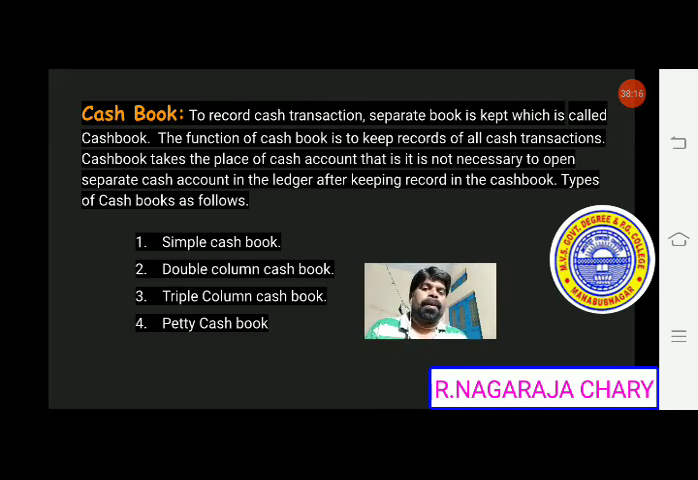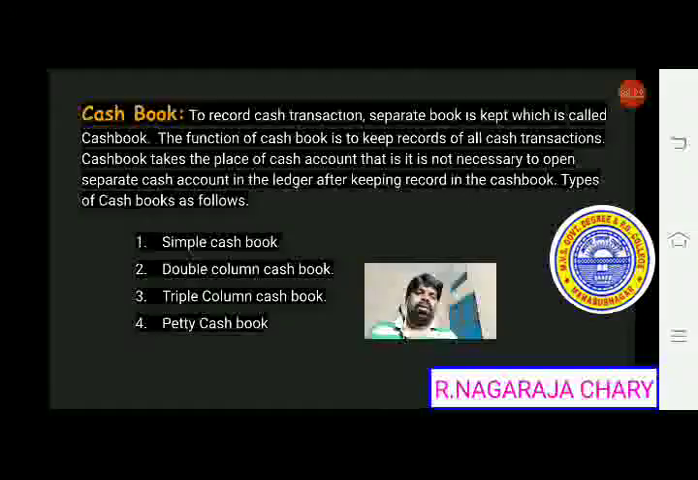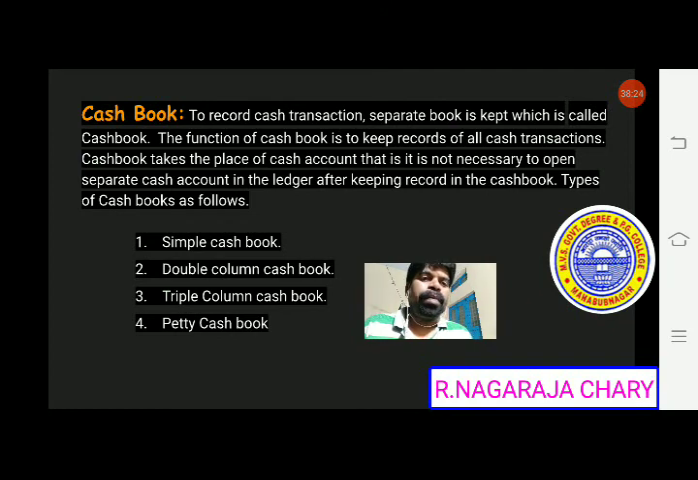Simple cash book. So, it is time up. We continue in another video class. This classification of cash book we will continue in the next video lesson.